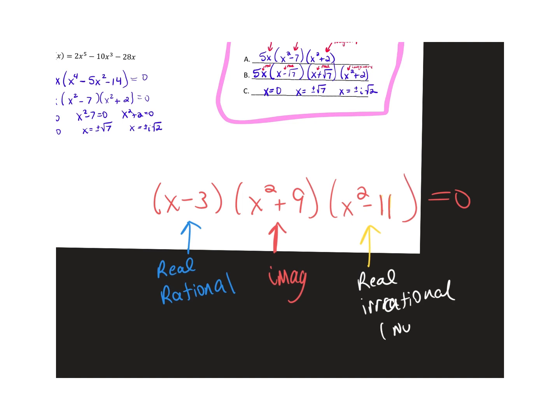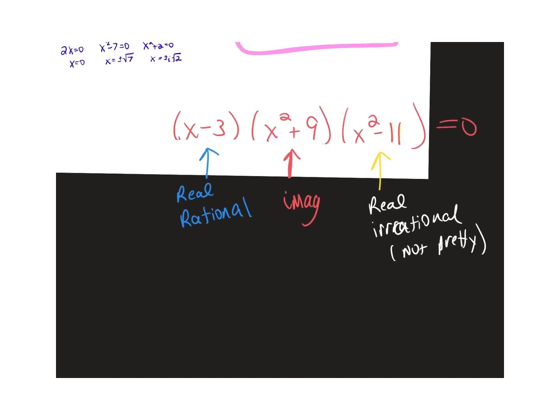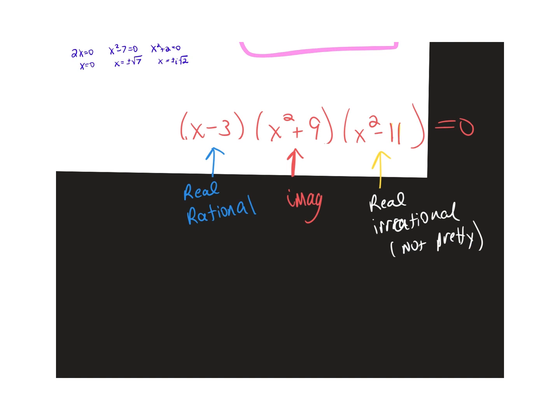It's not pretty. When you guys think about rational versus irrational, if I said to you, where is x equals 3 on a graph, could you put your finger there? Yes. If I said to you, where is x equals the square root of 11? Do you know about where it is? Yes. Do you know exactly where it is? No.